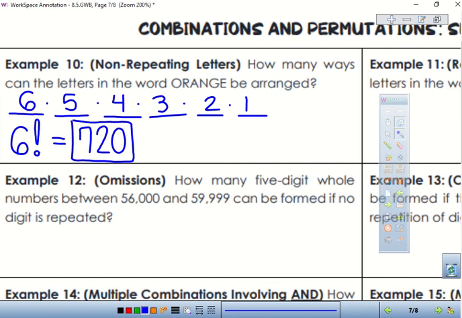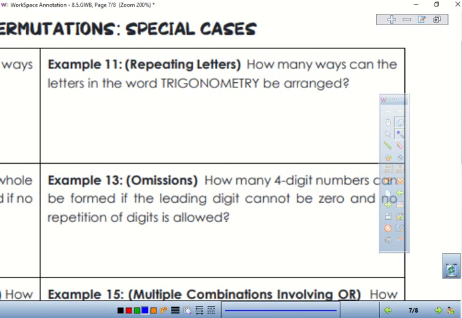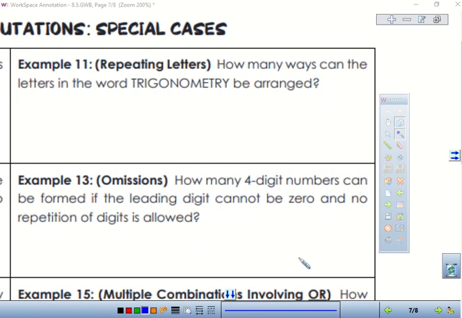So for the next one, this one's a little bit different. This is where you have to be a little more careful. We have the word trigonometry. First thing you want to do is count how many letters are in this word. 12. So the way we do this is however many letters you have to arrange, in this case 12 factorial, is going to be your numerator, okay? But we're going to have a denominator here because there are letters that do what? Repeat.